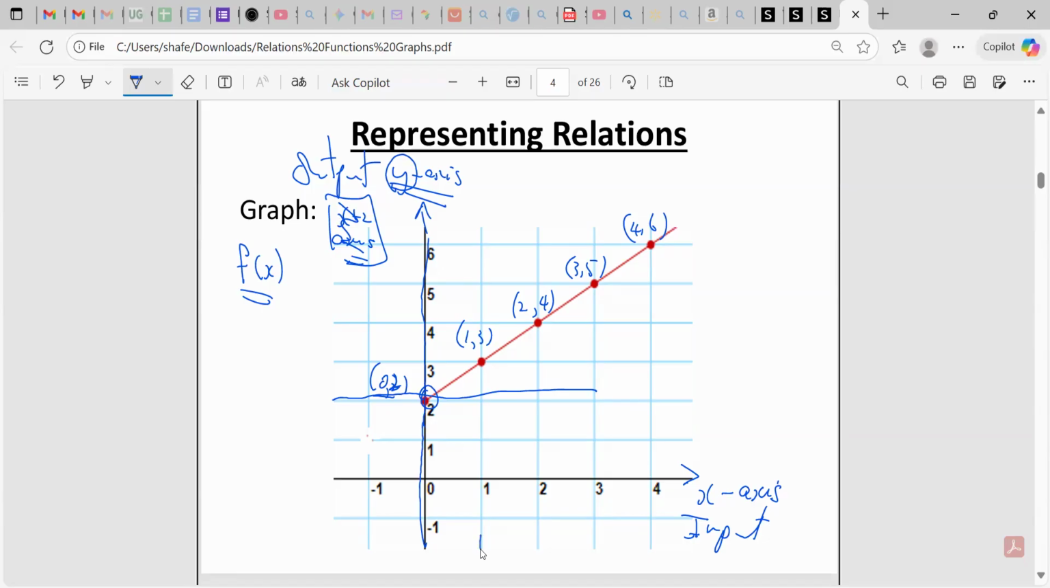Similarly, anywhere here, x is 1. I know I'm not drawing very straight. And anywhere here, the output is 3, or y is 3. So the two intersect there, and where they intersect, that's the point 1, 3. Are you following how to plot a graph or how to read off a point from a graph?